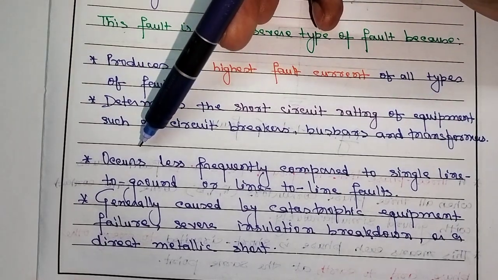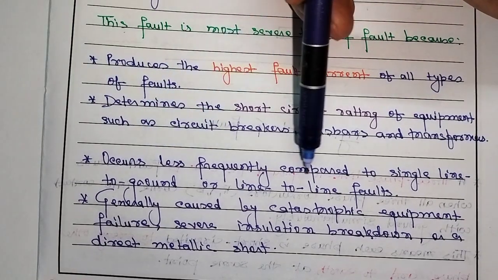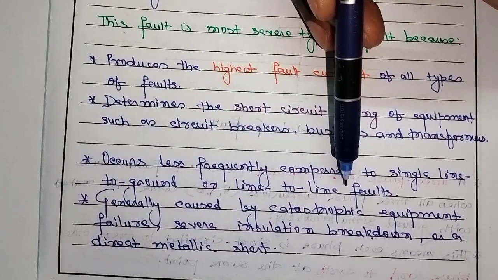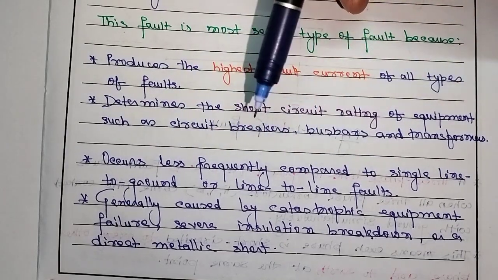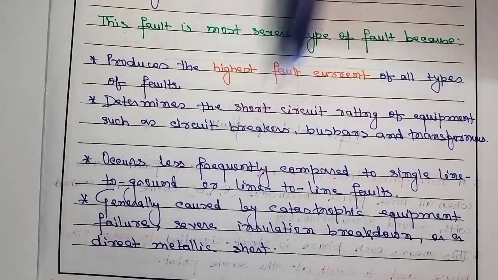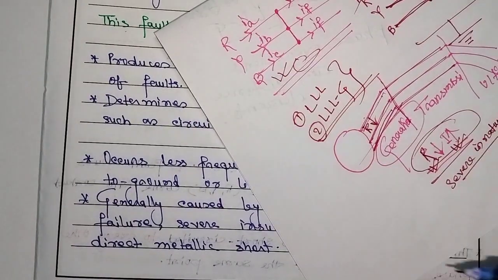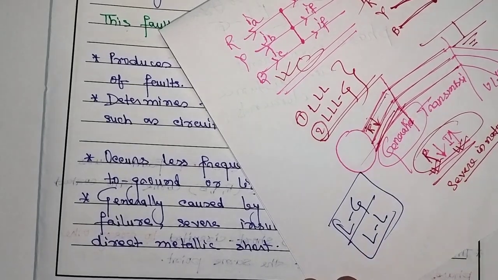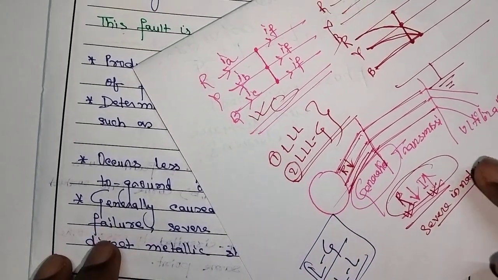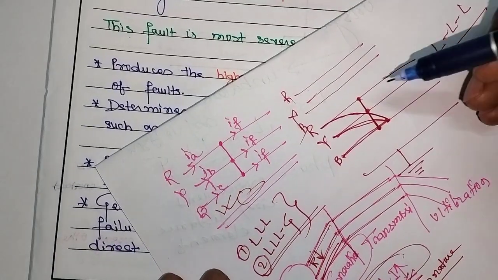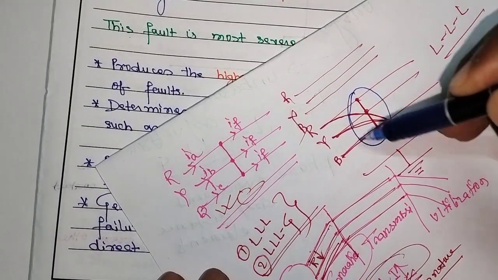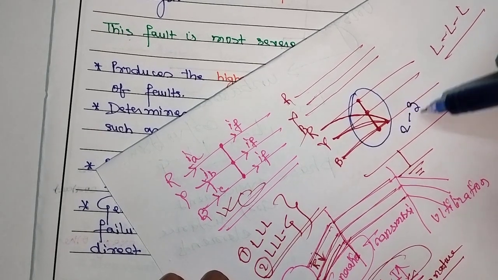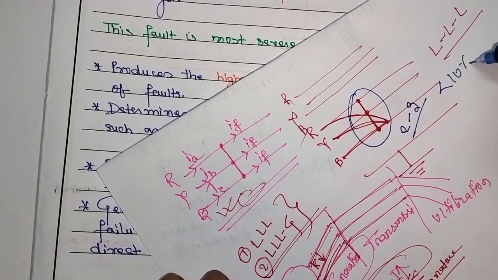Next, it occurs less frequently compared to a single line to ground fault or a line to line fault. Compared with the other types of faults, it occurs very rarely, when the three phases of the system get connected. Very rare means it can be maximum 2 to 3%, less than 10%, that this type of fault occurs.